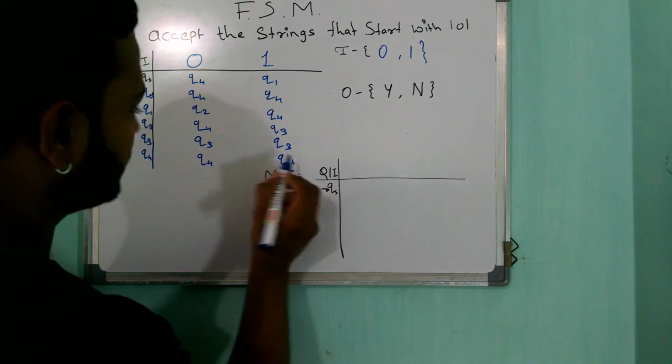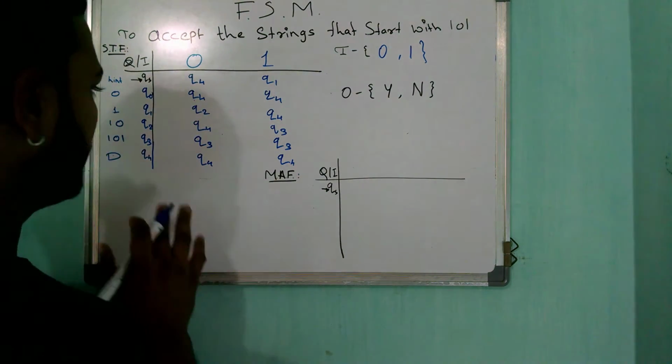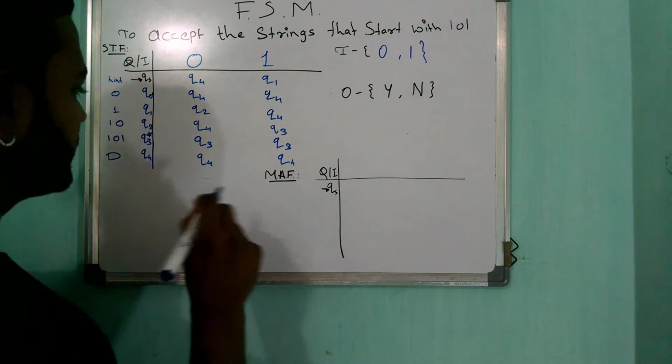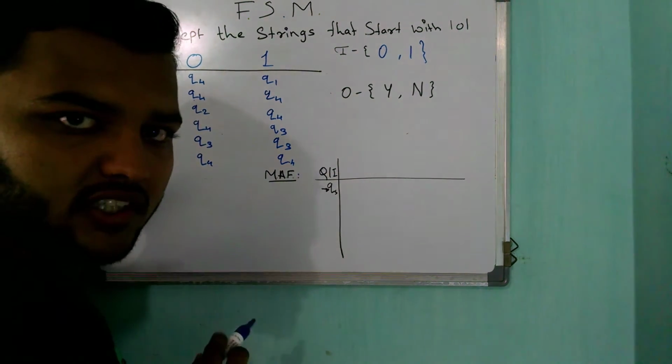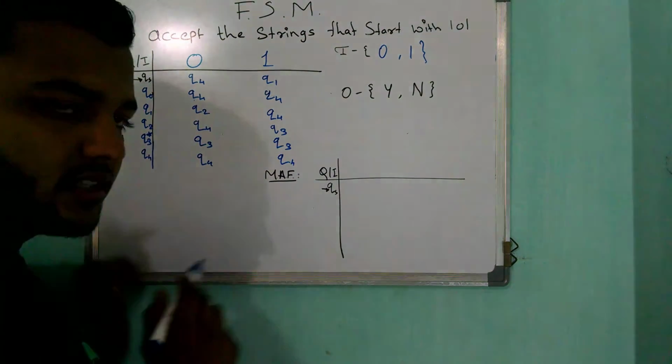Okay, and at the dead state we write Q4. Once you come to the dead state, then either 0 comes or 1 comes, you will stay in the dead state. And now the final state that we mark will be Q3, because there only the 101 is the starting string. So we mark Q3 as the final state.